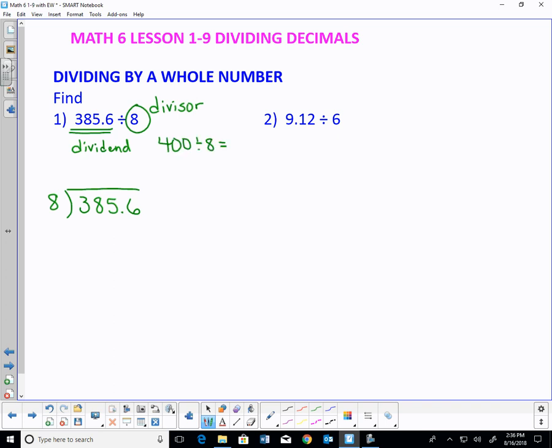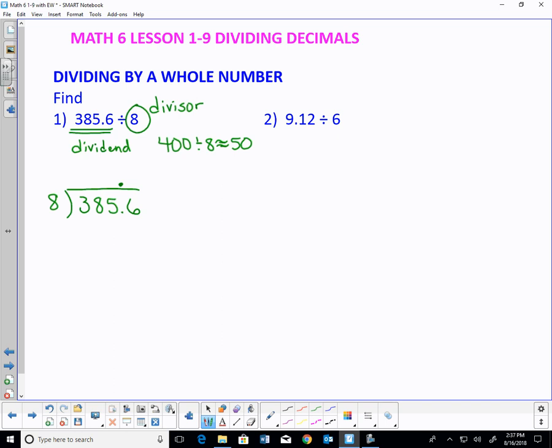8 goes into 400 50 times. So my number should be close to 50. I should use my approximately equal to symbol. So now when I actually divide, if my number is like 3.6, I'll know I'm really far off somewhere, and I made a mistake. So let's take a look at this. To divide, the first thing I'm going to do is bring my decimal point straight up, because I'm dividing by a whole number, so I don't forget to do that.